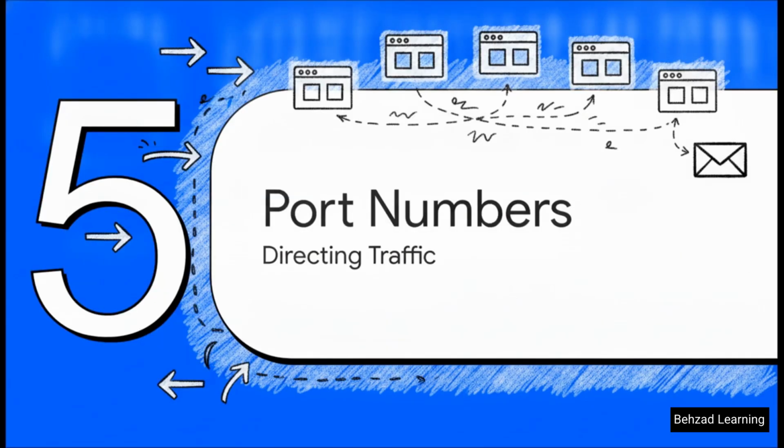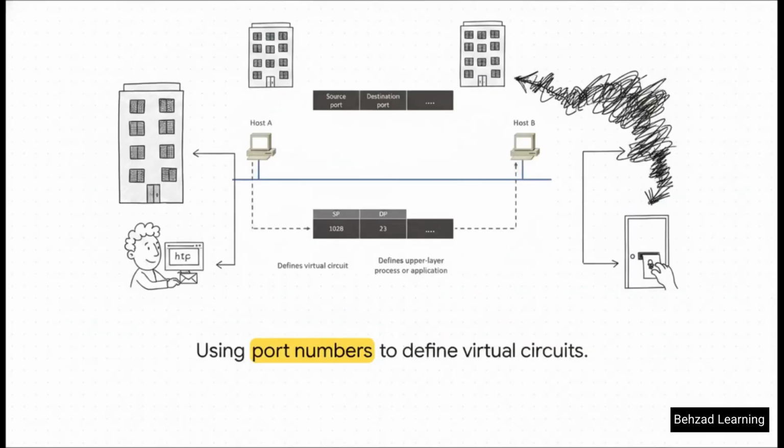Section 5. Directing traffic with port numbers. So if you have 5 browser tabs and an email client open all at once, how does the incoming data find the exact right window? It's all thanks to a process called multiplexing. The transport layer uses port numbers to keep everything organized.